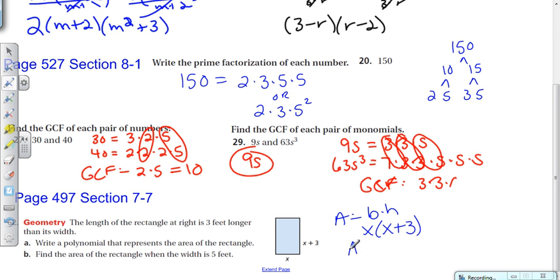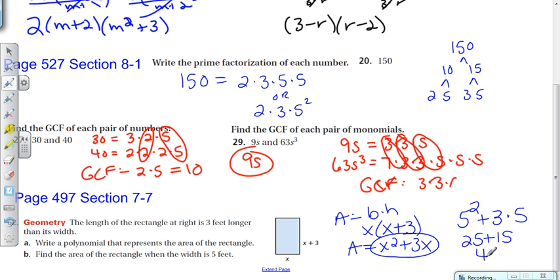So if I distribute that, x times x is x squared, x times 3 is 3x. So my polynomial is x squared plus 3x. And if I wanted to find the area when it's 5, I just plug in a 5. I would do 5 squared plus 3 times 5. 5 times 5 is 25. 3 times 5 is 15. 25 plus 15 is 40. And that would be 40 square feet, because that was area.